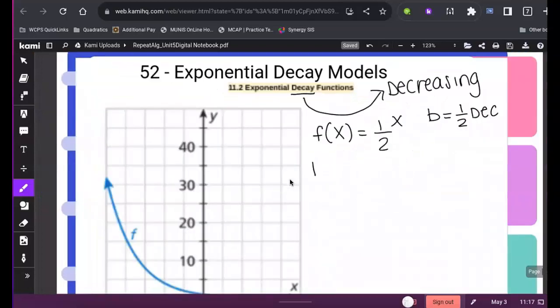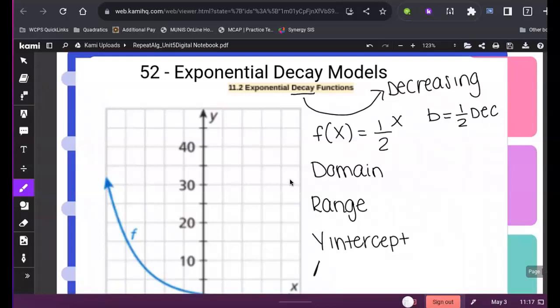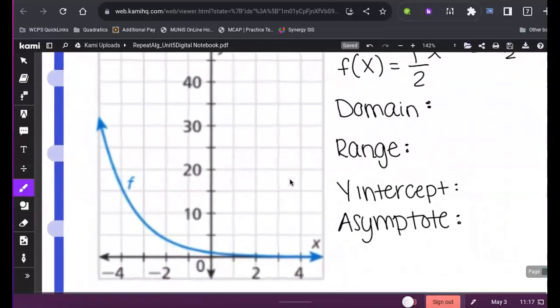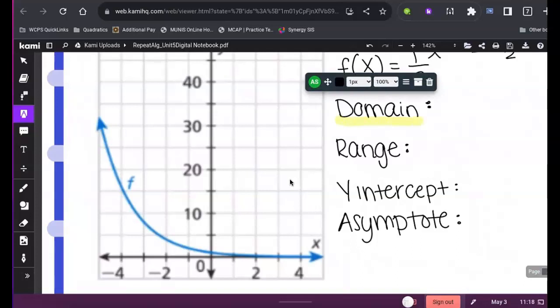So just like we did for the other graphs, we're going to identify our domain, our range, our y-intercept, and our asymptote. So we're going to identify those 4 features for this one graph. So I'm going to get a highlighter. If you guys want to get a highlighter out of the black caddies, that's fine. So I'm going to do my domain in yellow.